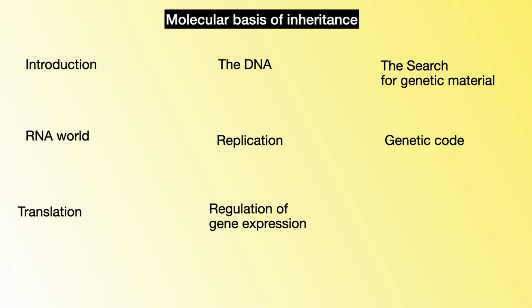Third is at the transport level. It can control the movement of the finished RNA, that is mRNA, out of the nucleus to the cytoplasm. Fourth is at the translational level, where it can control building the protein from the mRNA.